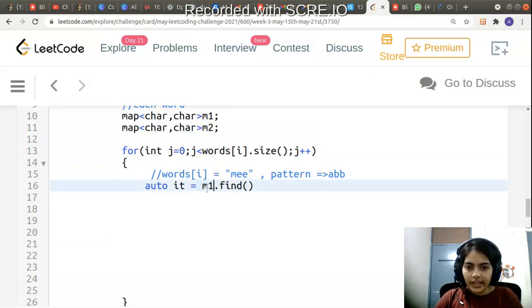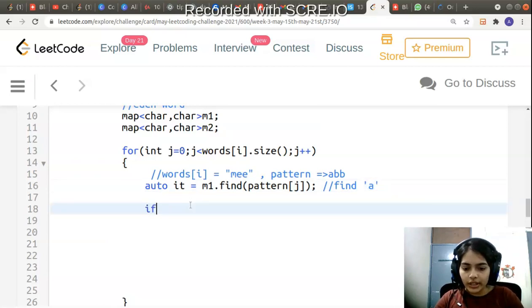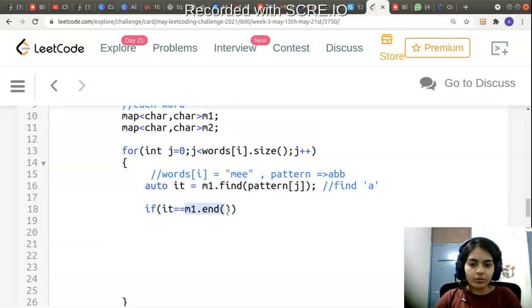So we will check if in map 1 you are already seeing the character A or not. So we are trying to find A. In this case, you will check if A is already there in the map or not. If it is equal to m1.end(), that means the iterator reached the end of the map and it couldn't find a mapping.